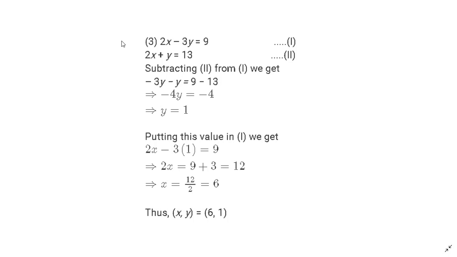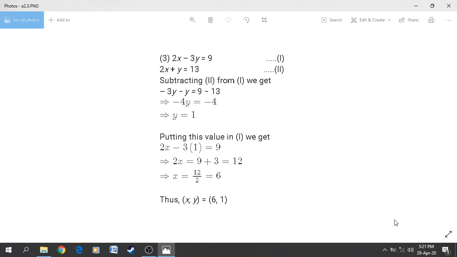Then put this value again in one of these equations and you will get the value of x, and then write the answer as x comma y ordered pair is 6 comma 1.